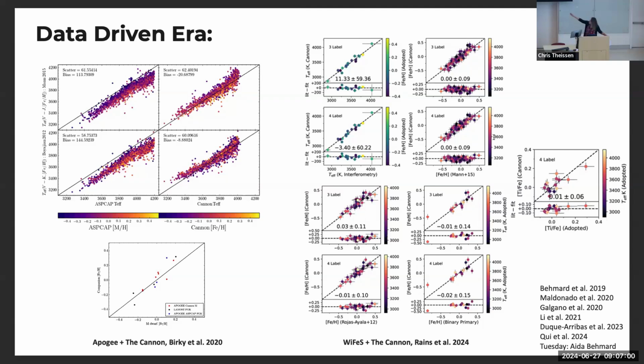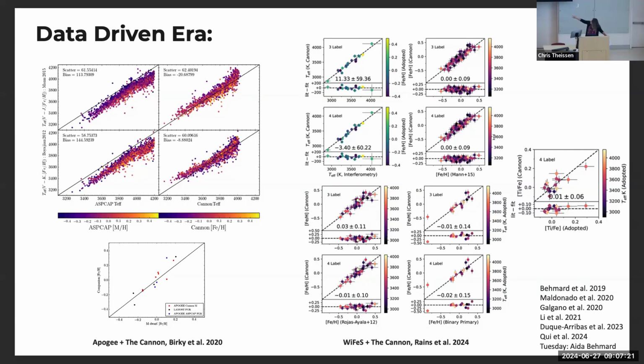I have an example here from Birky et al. 2020 with APOGEE and The Cannon, where they fix log g and estimated temperatures and metallicities using the binaries that Mann et al. used for the calibration of metallicities in low resolution.